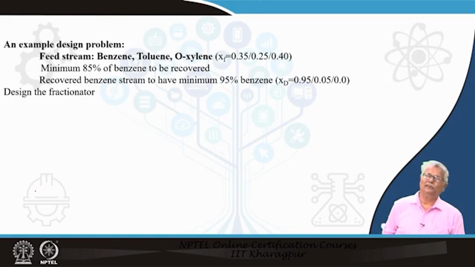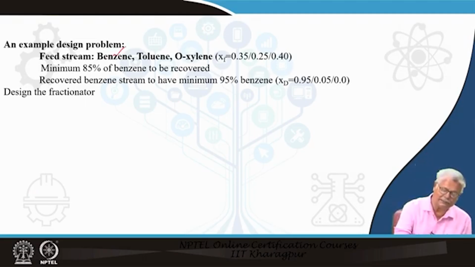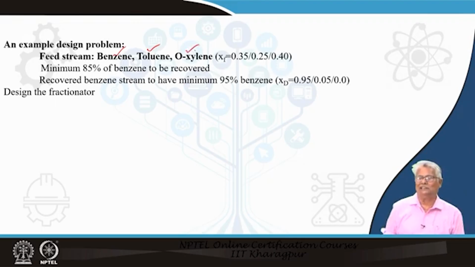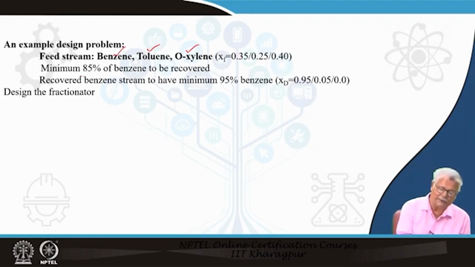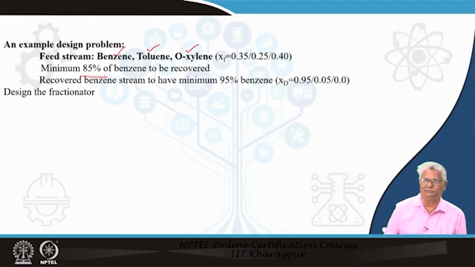In order to appreciate multi-component design, we start with a design problem. Say the feed stream contains 3 components. The first is benzene, the second is toluene and the third is orthoxylene, in order of decreasing volatility. The feed contains 0.35 mole fraction of benzene, 0.25 mole fraction of toluene and 0.4 mole fraction of orthoxylene. The target of separation tells us that minimum 85% of the benzene has to be recovered, and the recovered benzene has to have minimum 95% benzene purity.